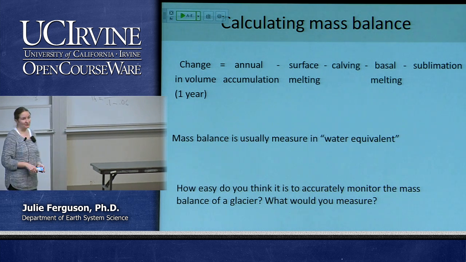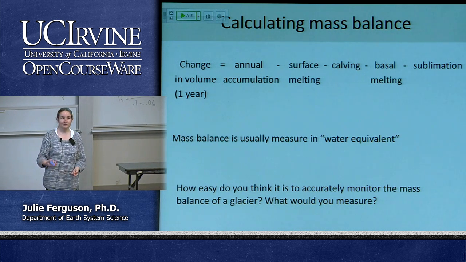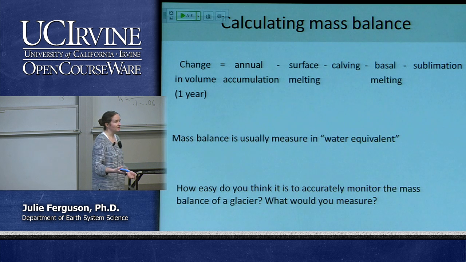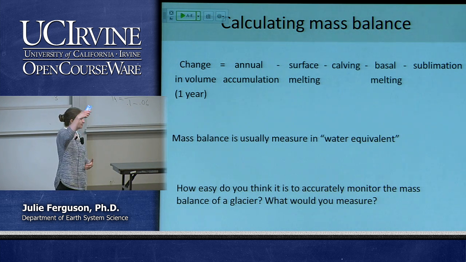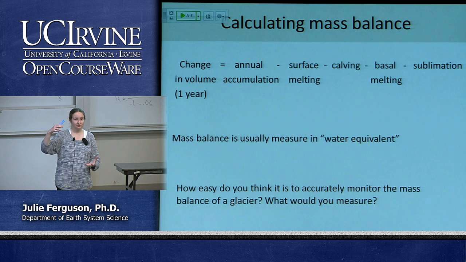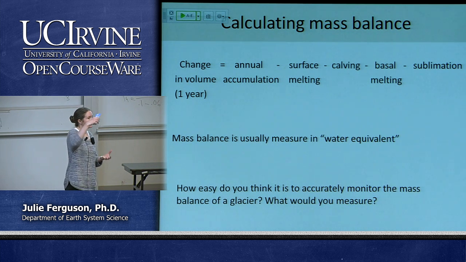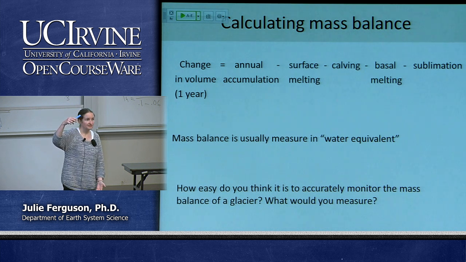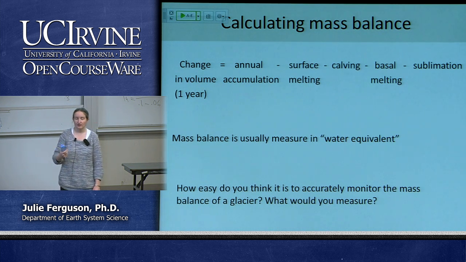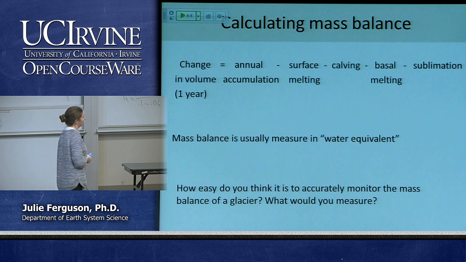Okay? And we said that if we're going to do this accurately, we really need to talk about water equivalent, because again, if we talk about snowfall and the thickness of snow, that's going to be a really different weight and mass of water compared to, say, if we lose the same thickness of ice. And so whenever we talk about glacial mass balance, we always talk about water equivalent for the same reasons that we did when we talked about snow.